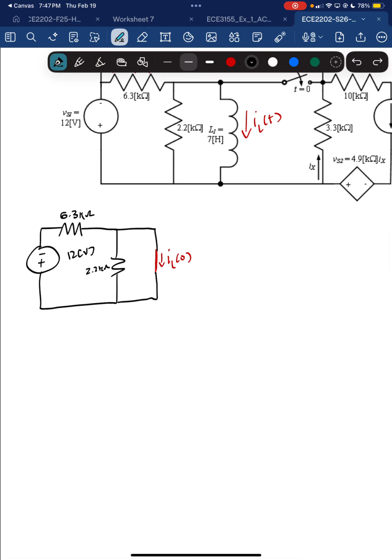If I didn't draw this as a negative, would you still say negative 12 over 6.3 kiloohms? It's just the current's flowing down, so it should be positive. I would say because the current is leaving the negative. Yeah, that's passive sign convention.